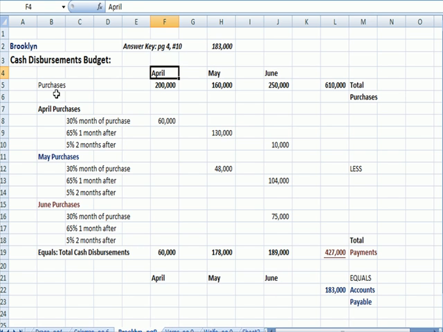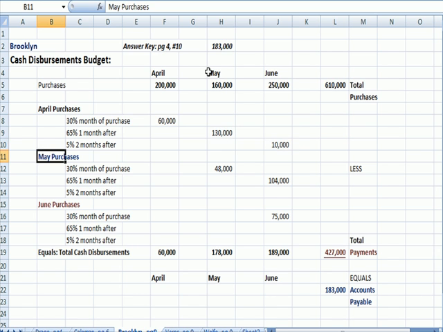For example, April purchases 200,000. 30% of the April was paid for in April. 65% of April paid in May. Notice that that cell is linked to April, the blue cell. The 65% paid in May. 5% of the April purchases highlighted in blue paid in June. So just for April, 100% of the purchases are paid for in this 3-month window. That is not the case with the other months.